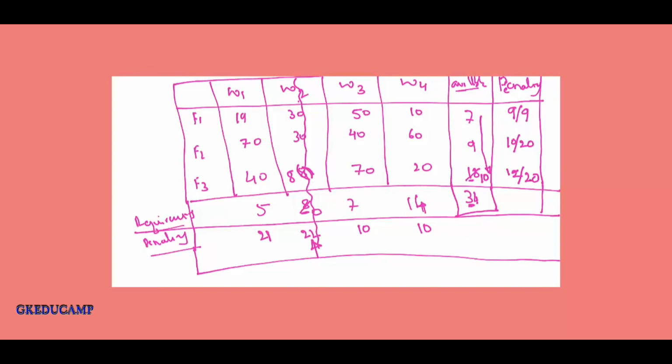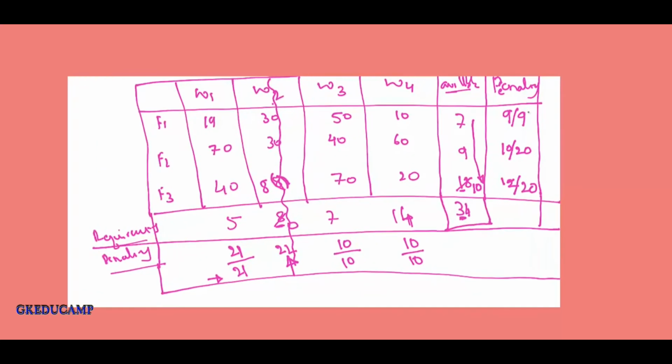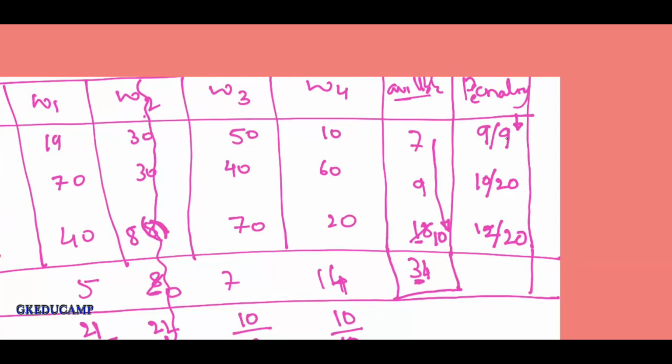For this 21 penalty, the requirement is available at 5, and the minimum cell is 19. So try to solve that one first. For 19, here we have 7 as the availability, and 5 as the requirement. So which one is the minimum? 5. So allocate 5 to the 19, and here you will get 0, and here you will get the remainder of 2. So this W1 column is completed, and again you have W3 and W4, and F1, F2, F3.